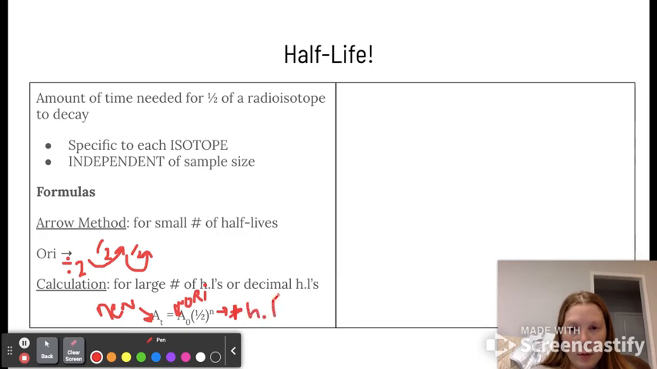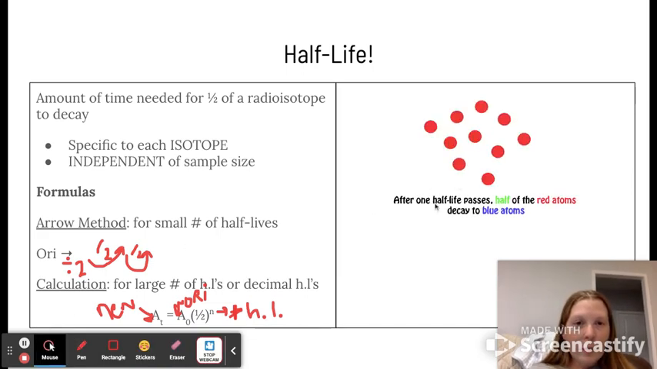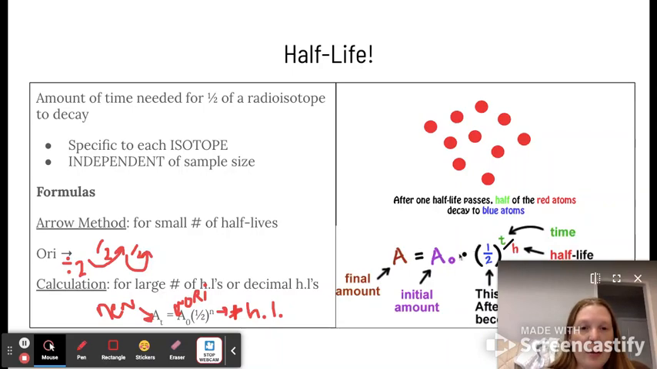Sorry, my computer's not wanting to work with me right now. So this just shows as half-lives pass, you're turning from blue atoms into red atoms because you're decaying. And I don't like the way this is set up with T over H. I just like to use N for number of half-lives. It's easier.